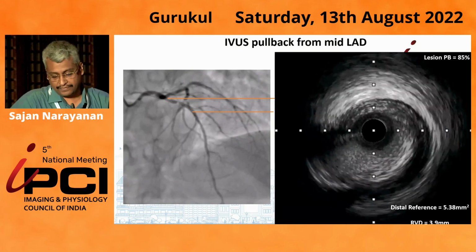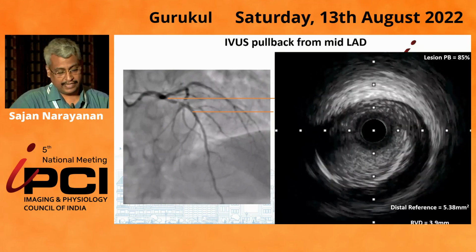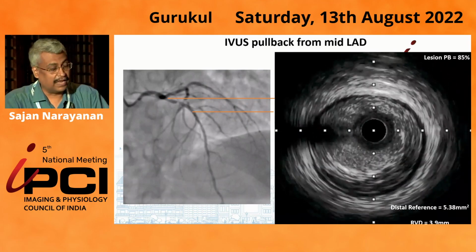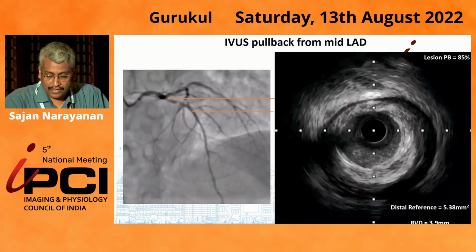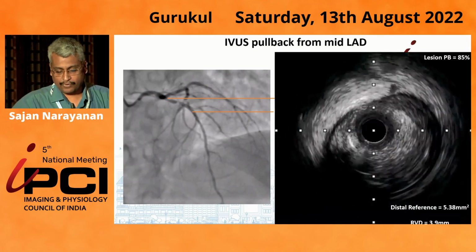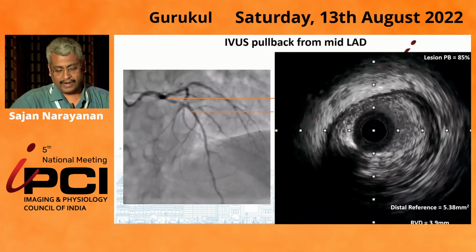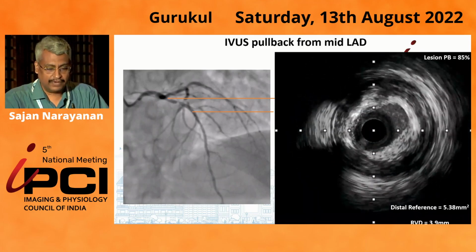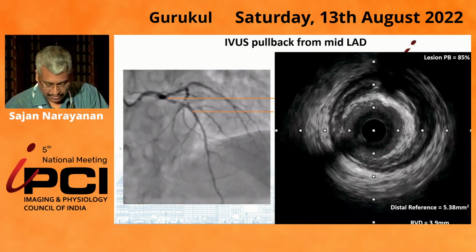There was a diffuse lesion from the distal LAD. We could identify a relatively plaque-free zone near the origin of the second septal, where still the plaque burden was around 35%. The distal reference was about 5.3 millimeters squared, and reference vessel diameter was 3.9. It was predominantly a soft plaque with some areas of superficial calcium. And at the tightest point, the lesion plaque burden was 85%.